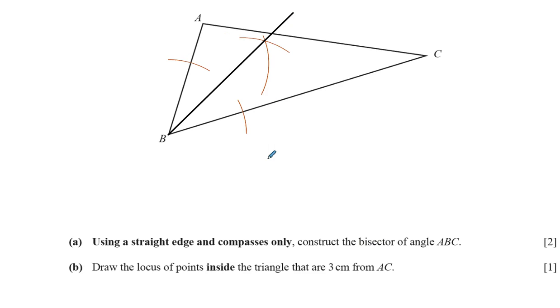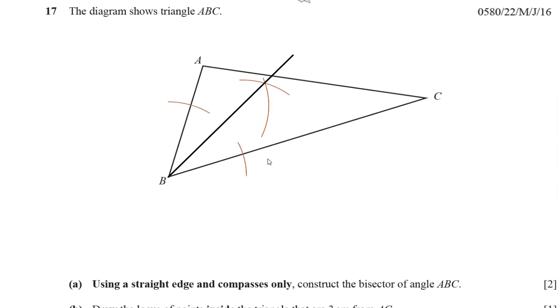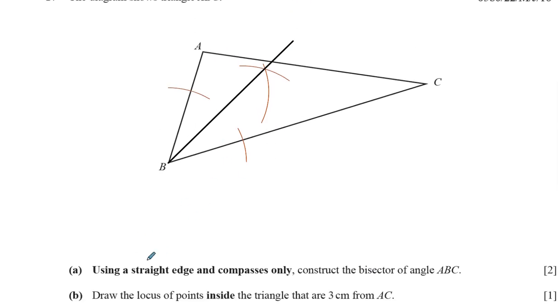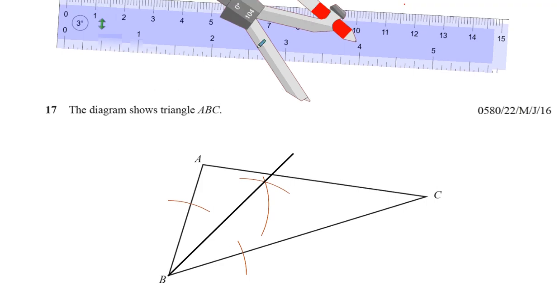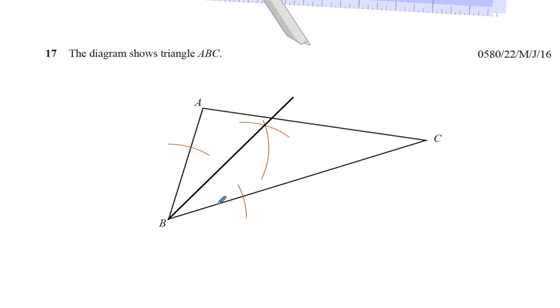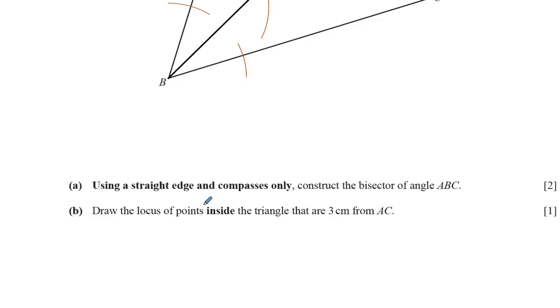Now, I have a bit of a debate in my mind about this question, because the first part of the question says using a straight edge and compass only. It says construct the bisector of angle ABC. So we used the compass and the ruler to do this construction. However, part B says draw the locus of points inside the triangle that are 3 centimeters from AC. It doesn't say construct. It's worth 1 mark. The question before it's worth 2 marks.